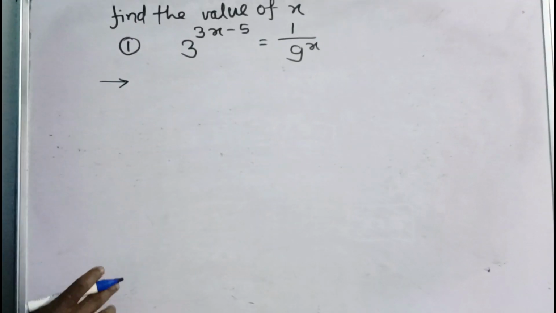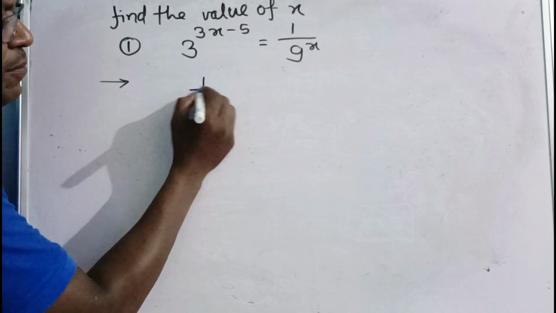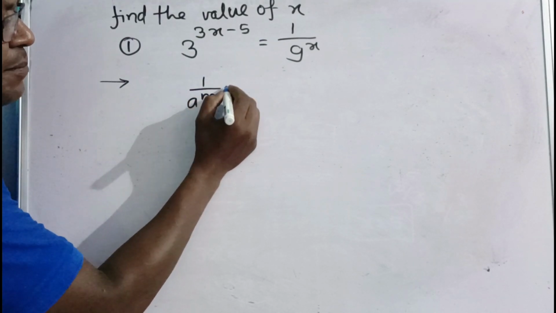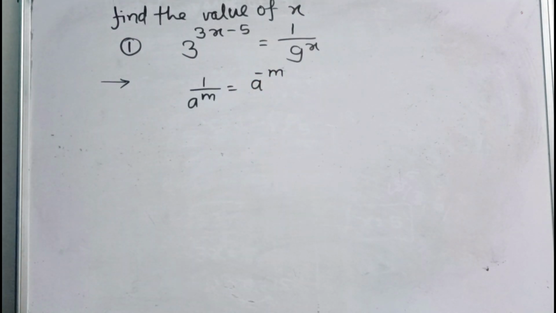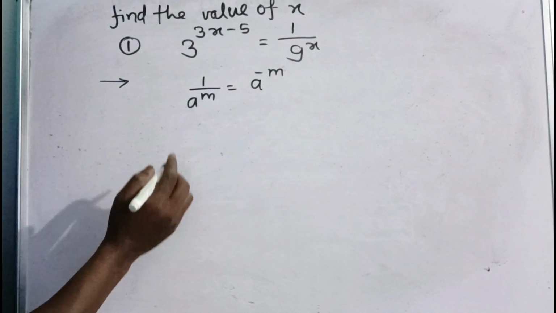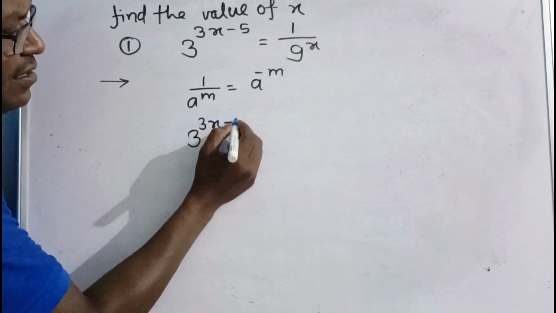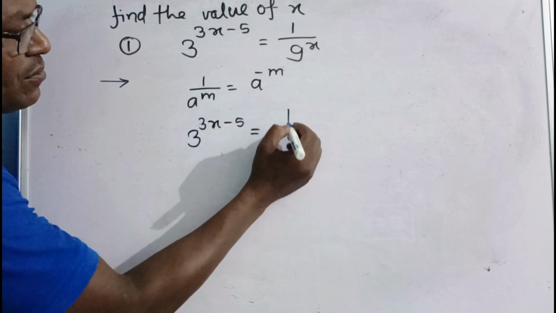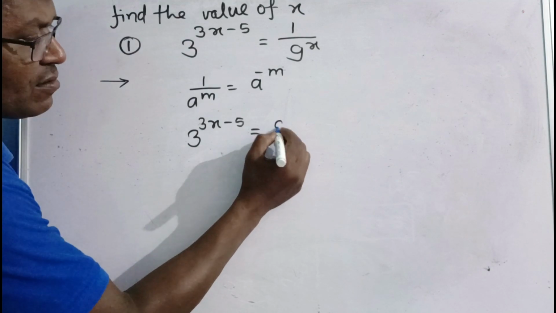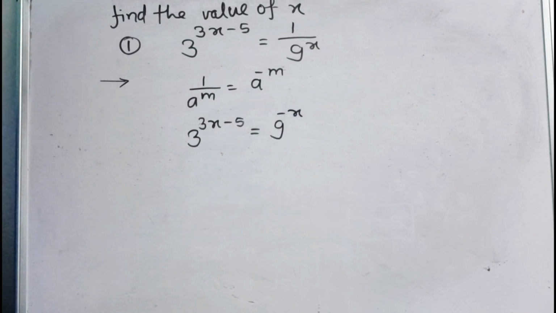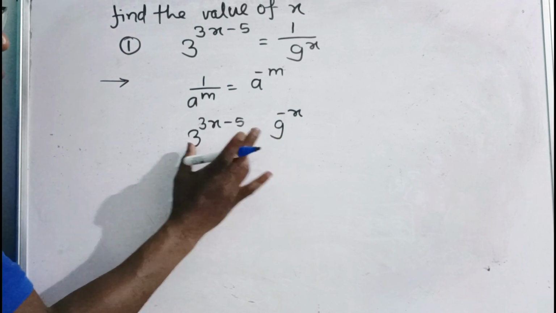Here we have the property 1 upon a raised to the power m is equal to a raised to the power minus m. Use this property here. 3 raised to the power 3x minus 5 is equal to 1 upon 9 raised to the power minus x. Now first of all we want to equate.